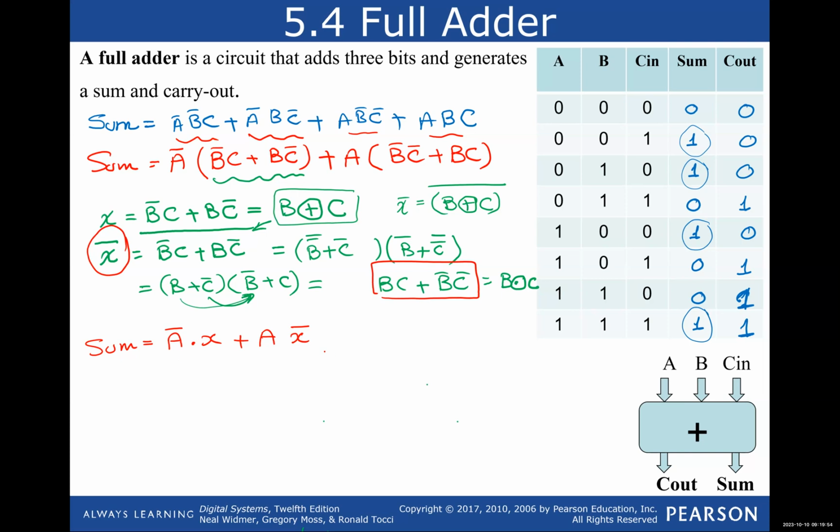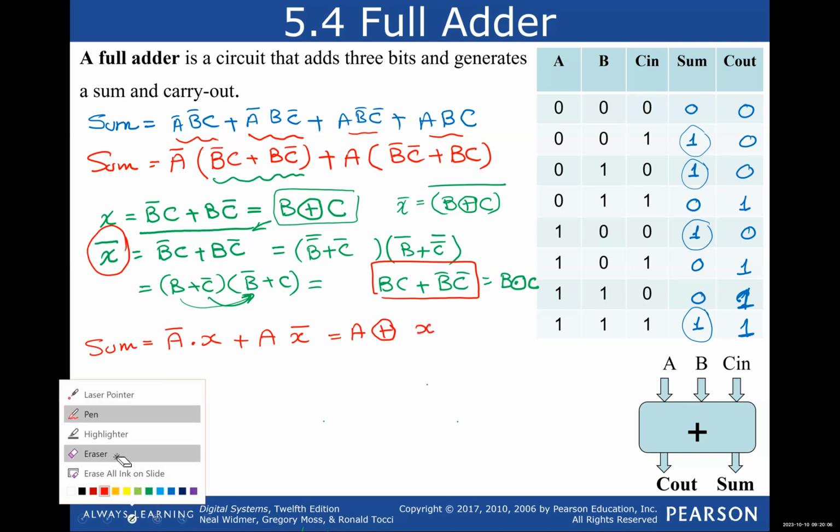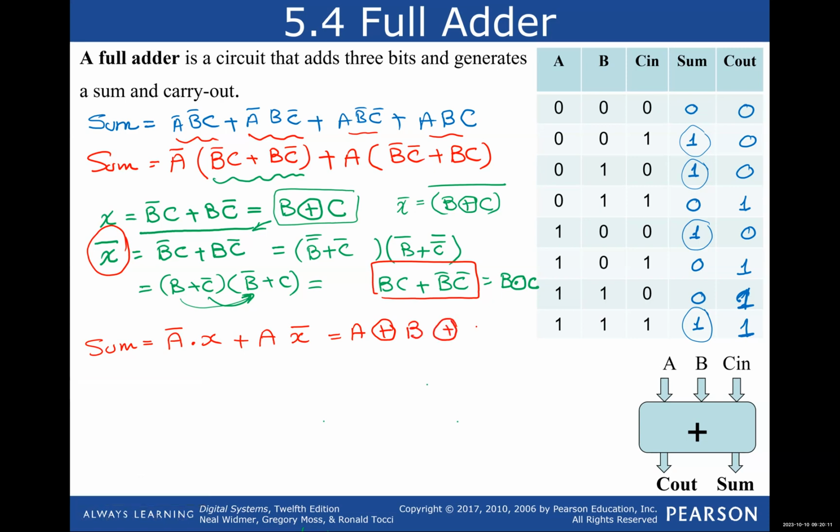Now, what is this in itself? Again, the A and the X, the relationship is an XOR. So this means that this is A XOR X. Now, if I want to erase the X and substitute it with its value, it's going to be B XOR C. So in other words, when I am adding A plus B plus the carry input, I'm just going to pass those three to an XOR gate, and it will give me the sum, not the carry out, the sum. Is that clear?